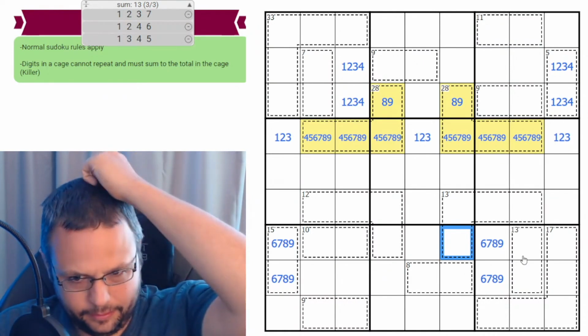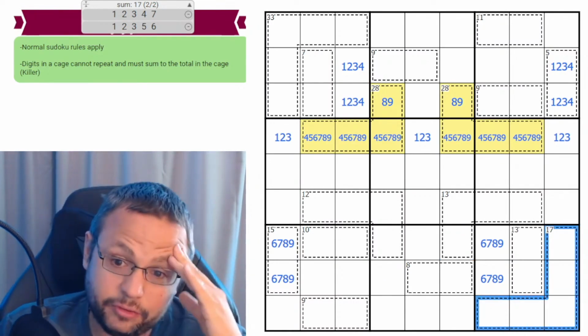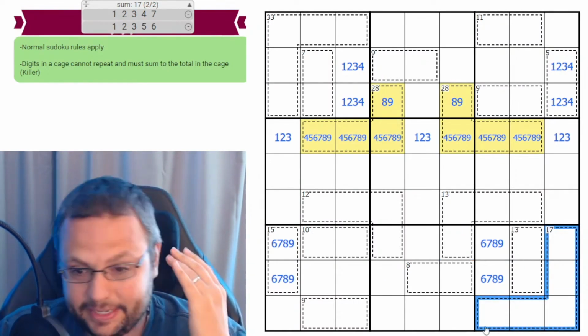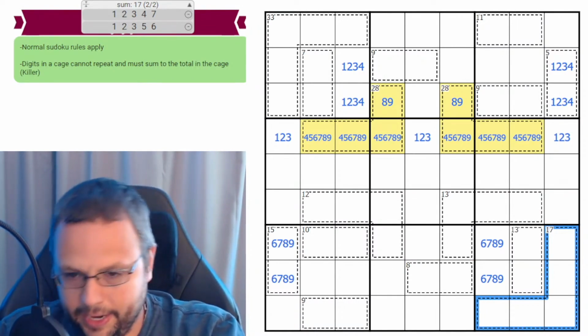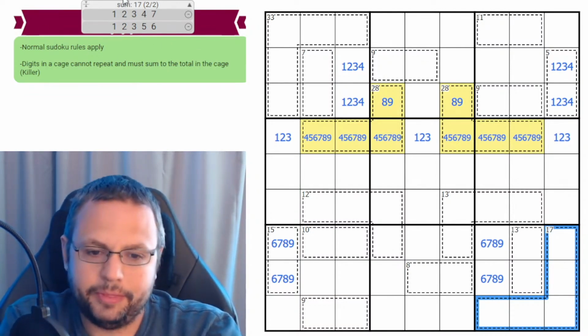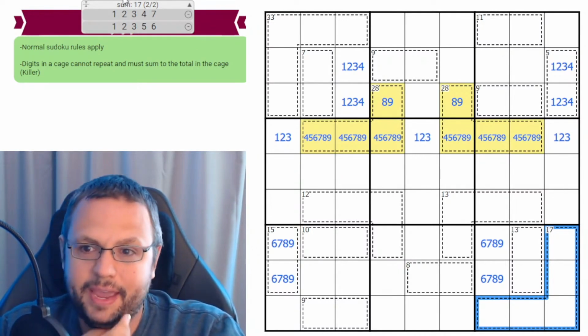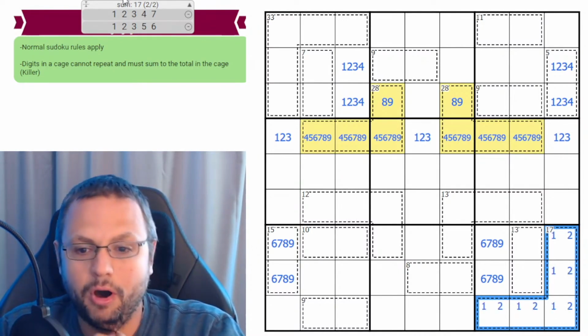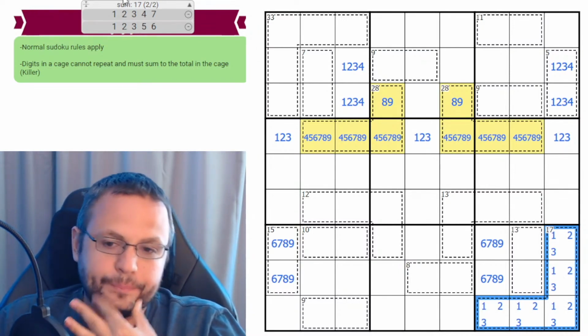Oh, the 17 cage is very... I had not sort of fully appreciated that this is a 17 cage. So I think it's worth noting the digits that always appear. And this is something that you'll notice: if you have a cage with multiple options, it always has a 1, 2, and a 3 in it.